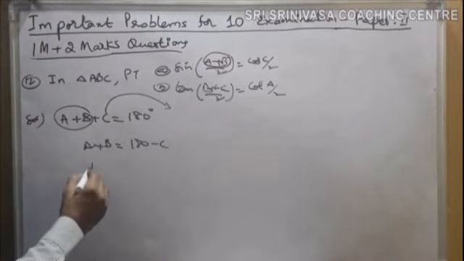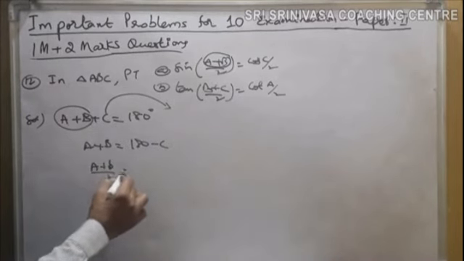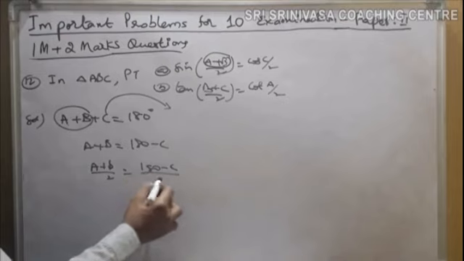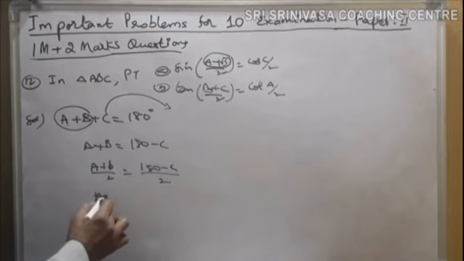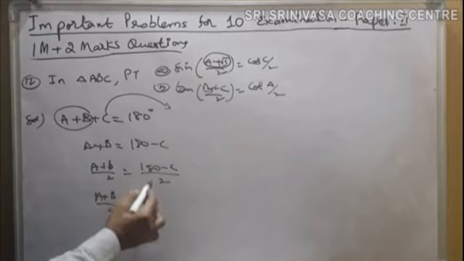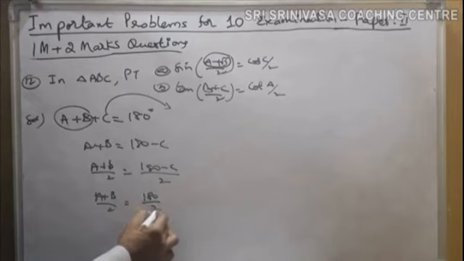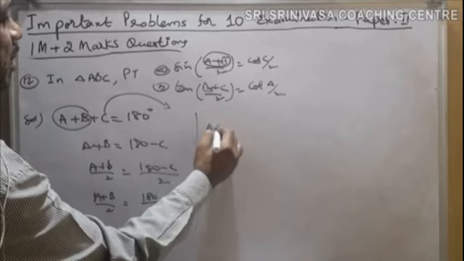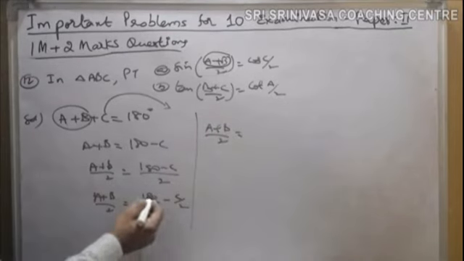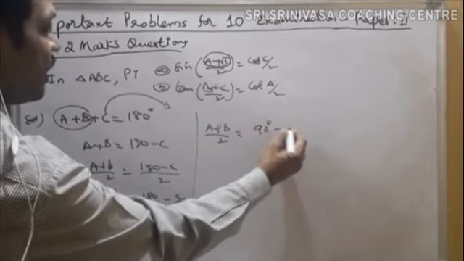Now in the LHS we have 2 here, so divide on both sides by 2. So (A plus B) by 2 here, and here (180 minus C) by 2. So (A plus B) by 2 as it is. Let me split it like this: 180 by 2 minus C by 2. So that gives you (A plus B) by 2 equal to 180 by 2, which is 90 degrees, minus C by 2.